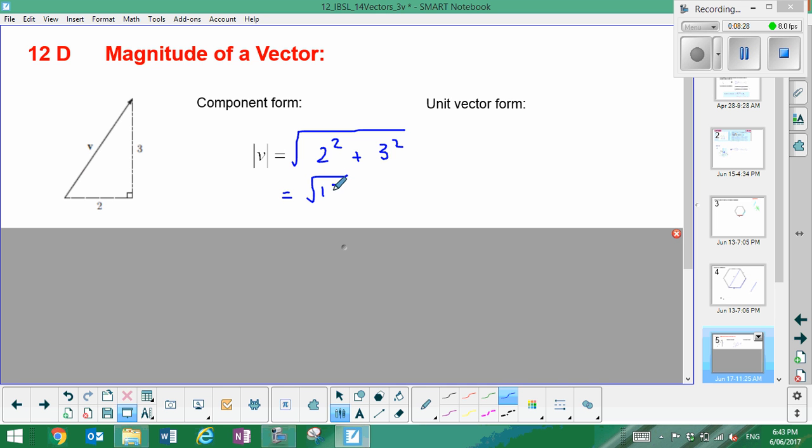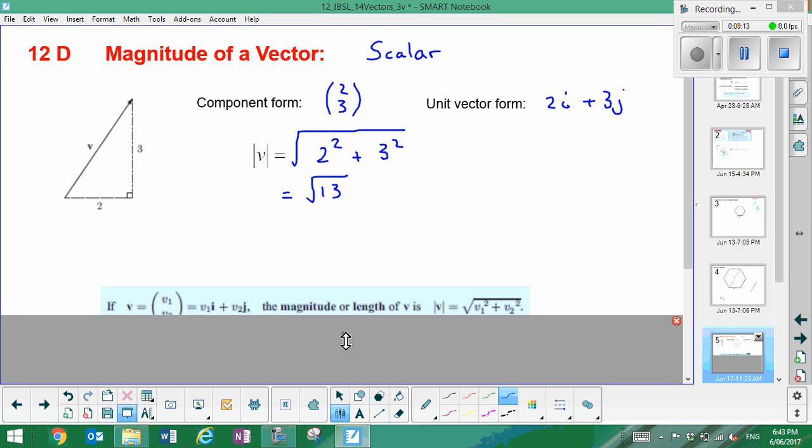Can that be negative? No. We're only going to consider the positive version of this, because it doesn't make sense to have a negative magnitude, because the magnitude of a vector is a scalar. We're trying to find just a number, not a direction. Our component form for this vector was (2, 3), and our unit vector form would have been 2i plus 3j. So you've got to be able to think, if I'm given unit vector form, to be able to take your coefficients of the i and j to work out your magnitude.